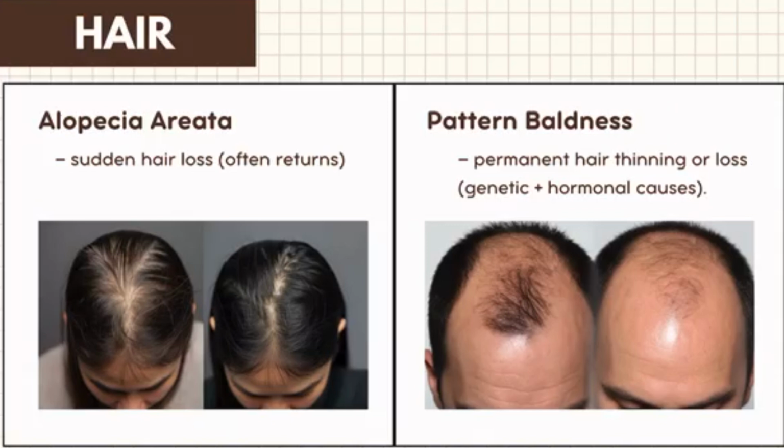While pattern baldness is a permanent type of hair loss, and it happens slowly over time and the hair gets thinner because of genetics, like from our family, or some hormonal changes. Pattern baldness is common in men, especially as they get older.